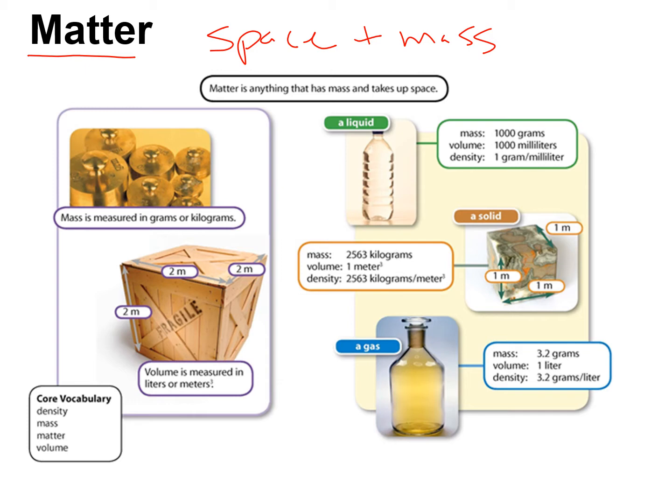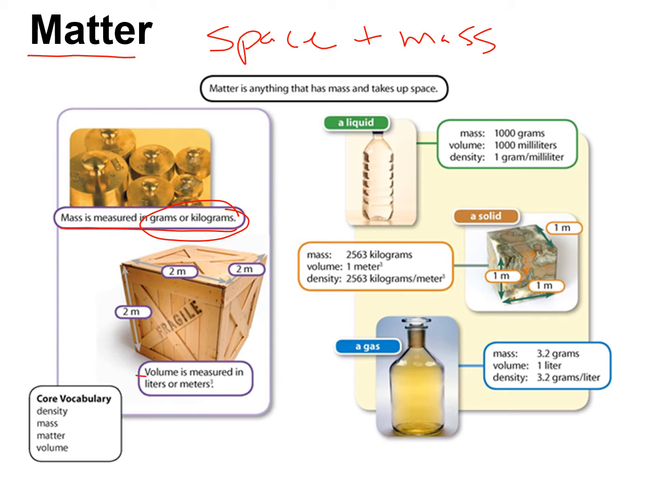Mass is similar to weight, just mass is a constant and weight takes into account gravity. So for instance, you on Earth have a different weight than you would on the moon because the Earth and the moon have different forces of gravity, but your mass is consistent. And mass is measured in grams or kilograms. And in science, we always use metric.